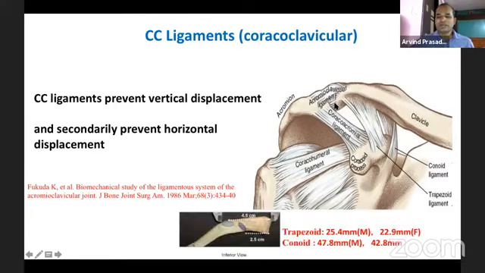About the attachment in millimeters, on average around 25 millimeters from the lateral end of the clavicle the trapezoid part gets attached, and the conoid part is around 45 millimeters on average.